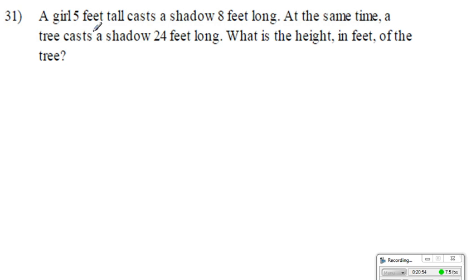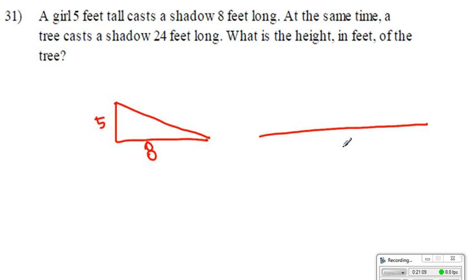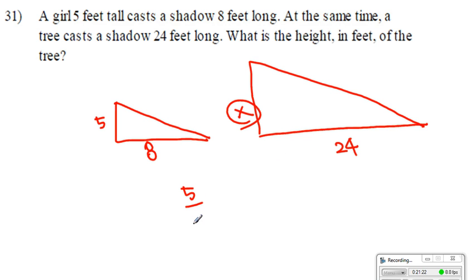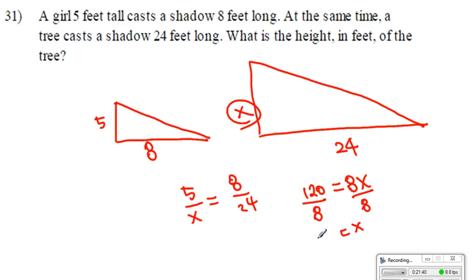Number 21. A girl 5 feet tall casts a shadow 8 feet long. So we are looking at a simple similar triangle here. She is 5 feet, and then the shadow is 8 feet. At the same time, a tree casts a shadow of 24 feet. What is the height? So we're looking for x. Then here we have 5 to x must be equal to 8 to 24. And once again, when we cross multiply them, we get 120 must be equal to 8x. When you divide by 8 on each side, x must be equal to 15. It must be 15 feet. That is our final answer.